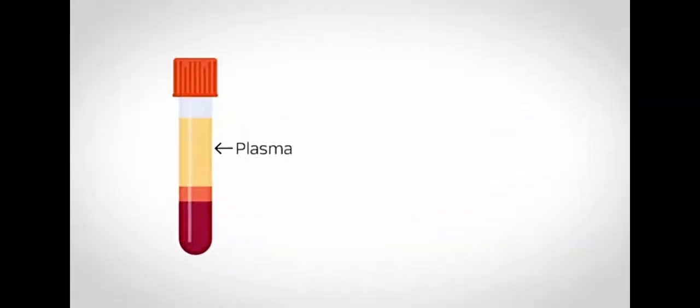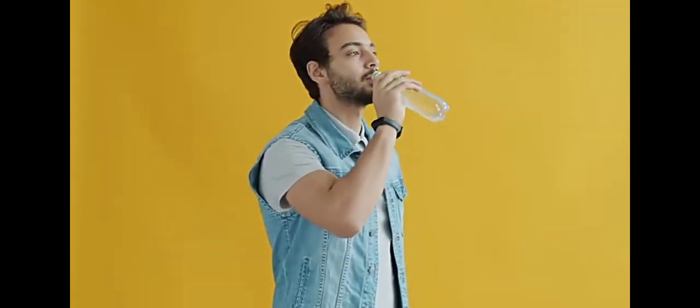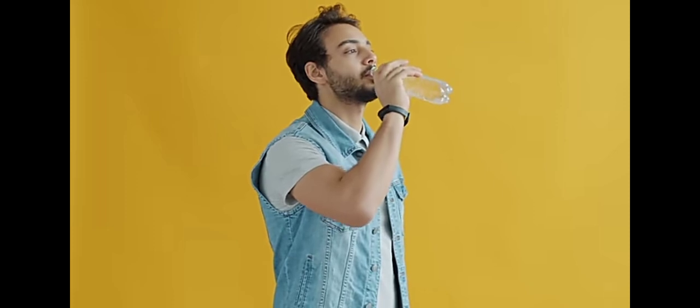Plasma is a straw-colored liquid that makes up about 55% of the total blood volume. And of that 55%, 91.5% of the plasma is made up of water, 7% is made up of proteins, and 1.5% is made up of solutes. So making the water component of plasma is pretty straightforward. We just drink water in order to make more and replenish our plasma. But making the plasma proteins requires a little bit more than just drinking water.